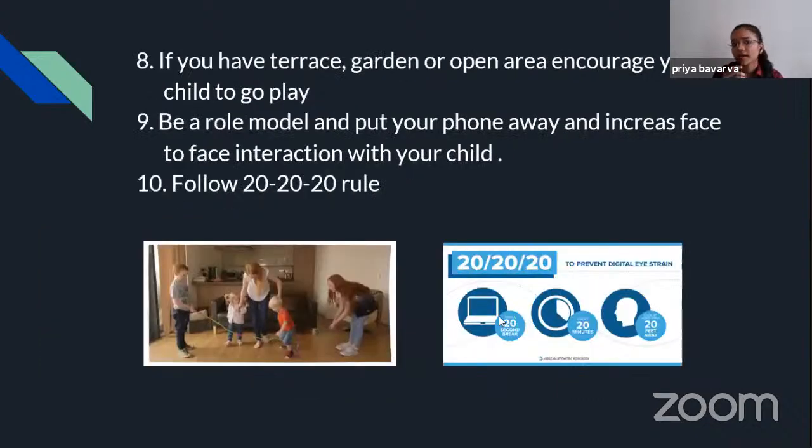If you have a terrace, garden or open area, encourage your child to go and play, and you also play with them. There is a strong association between the patient and screen time. Therefore the kids' interaction reduces, along with face to face interactions and family time. So be a role model, put your phone away, and increase face to face interactions with your child, and follow the 20-20-20 rule. After every 20 minutes of work, take a 20-second break and look at an object 20 feet away.